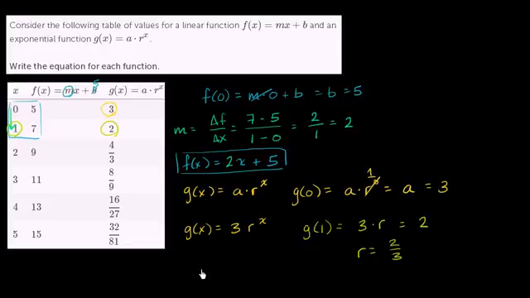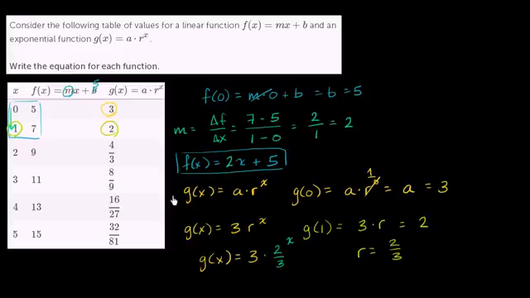g of x is equal to 3 times 2/3 to the x power. You could write it that way if you want, any which way. So 3 times 2/3 to the x power, and f of x is 2x plus 5.